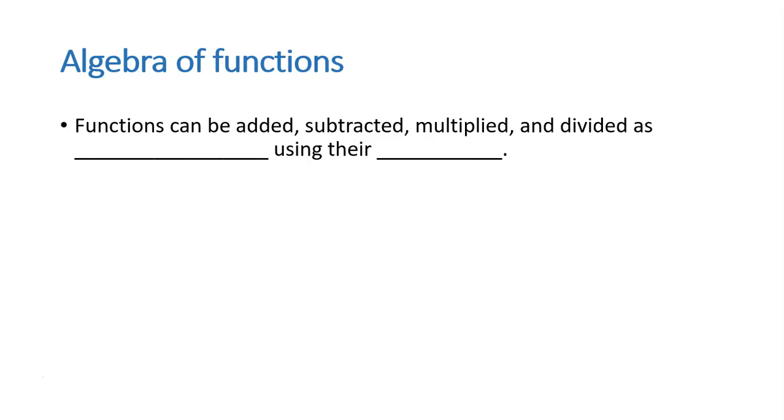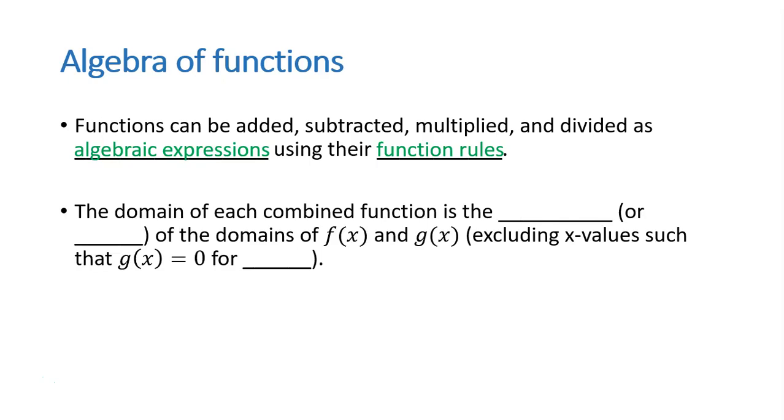Functions can be added, subtracted, multiplied, and divided as algebraic expressions using their function rules. We can also perform algebraic operations on functions expressed as ordered pairs, which we'll see in a minute. Once we combine two functions together, we essentially create a new function that shares commonalities with the original functions it came from. If we want to find the domain of our new function, we have to take into account what was and wasn't allowed before.